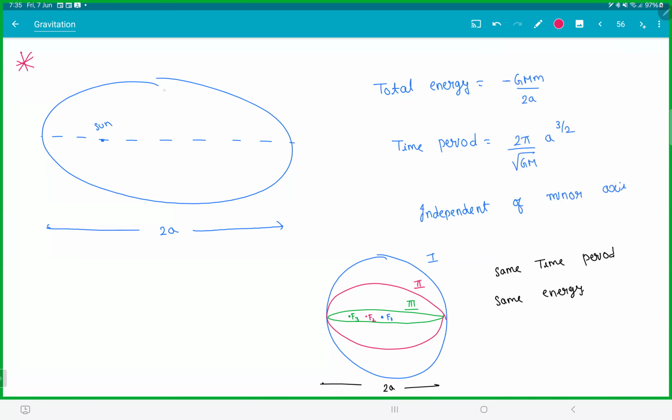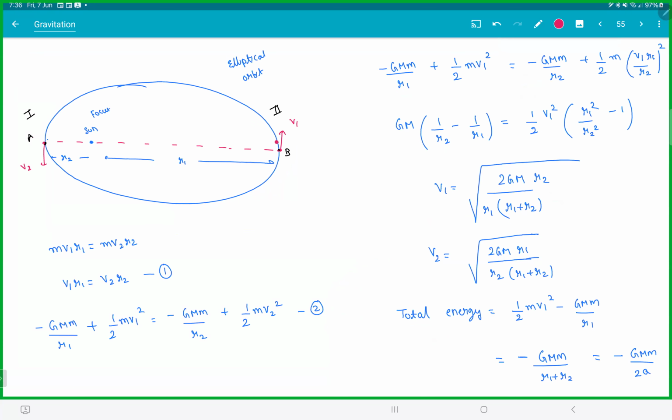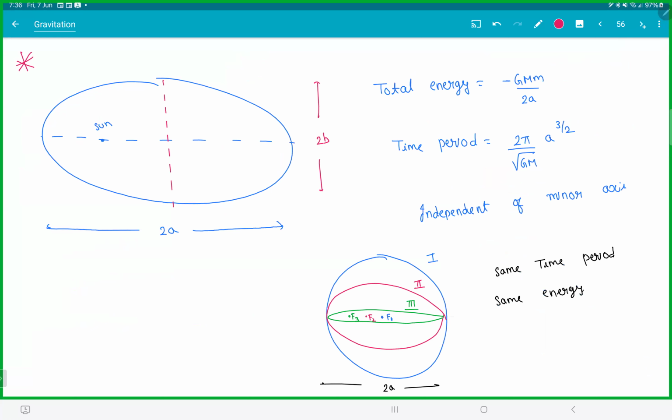This is your minor axis, B. Yes, they have the same major axis, so everything is the same. So this is independent of B. Quite a useful result. So energy, we proved it here directly. R1 plus R2, which is the two-way distance. It doesn't depend on how thick that ellipse is. So quite a useful result.